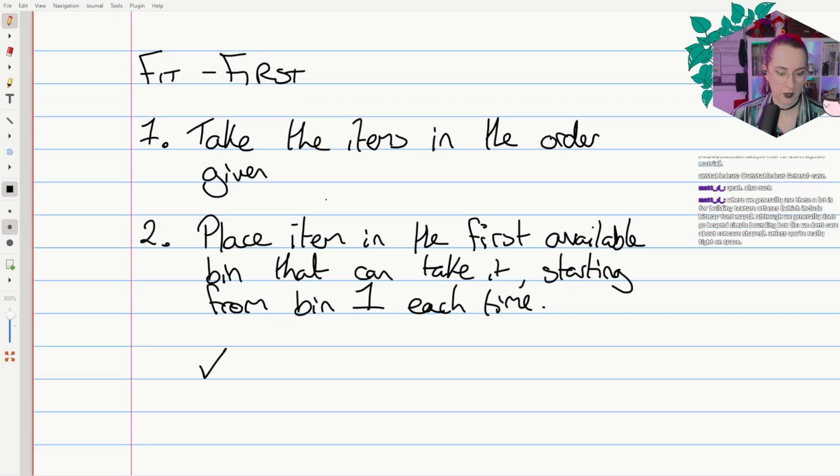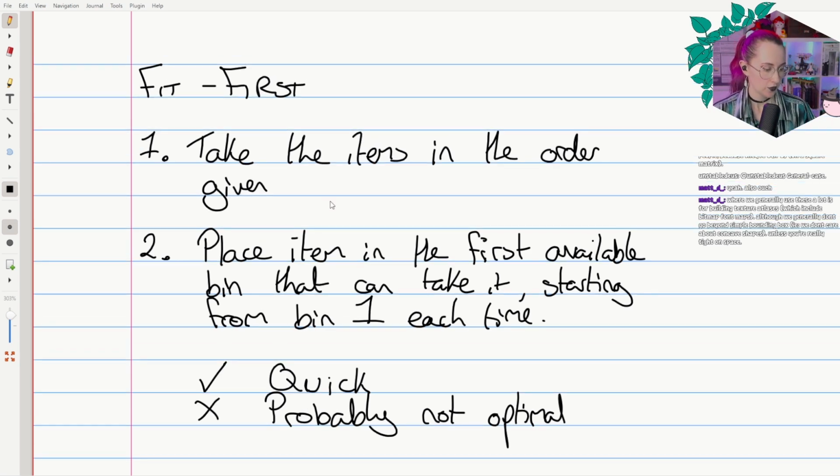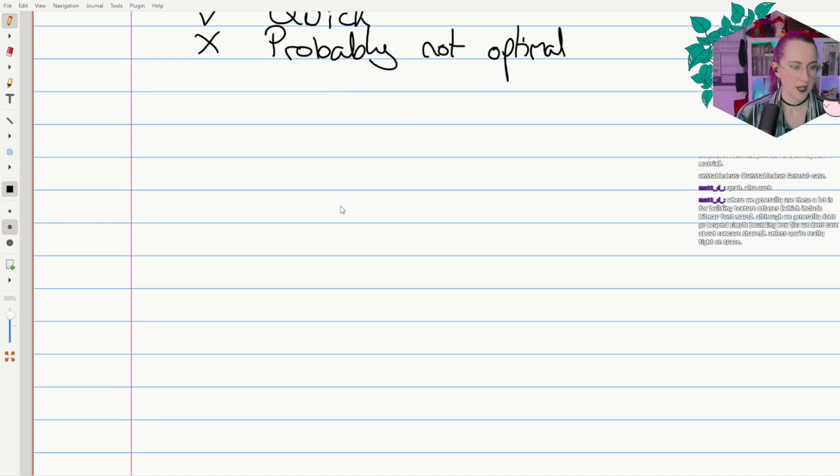So the good thing about this algorithm is that it's quick. I don't really have to think about doing anything. I don't have to do any pre-processing of my items. The downside is it's probably not a good solution. Right? I'm literally just taking a thing and asking where's the first place that it will go? So let's do an example of that.